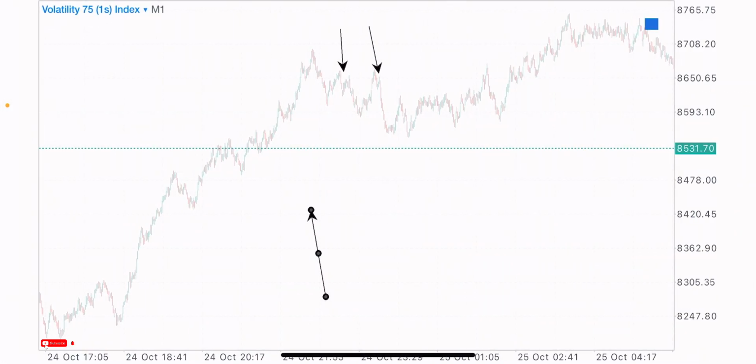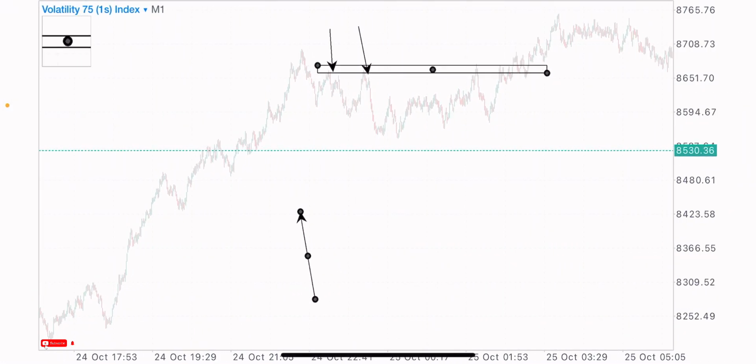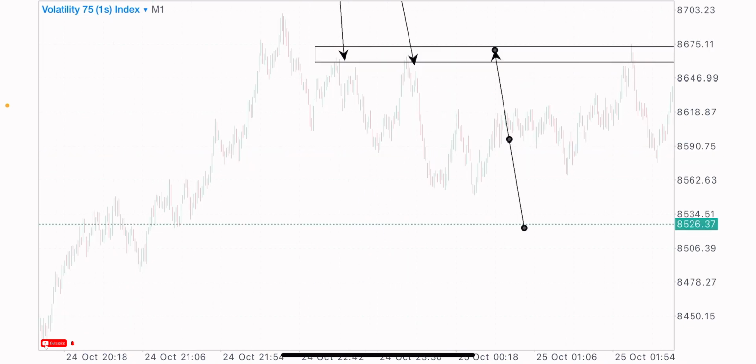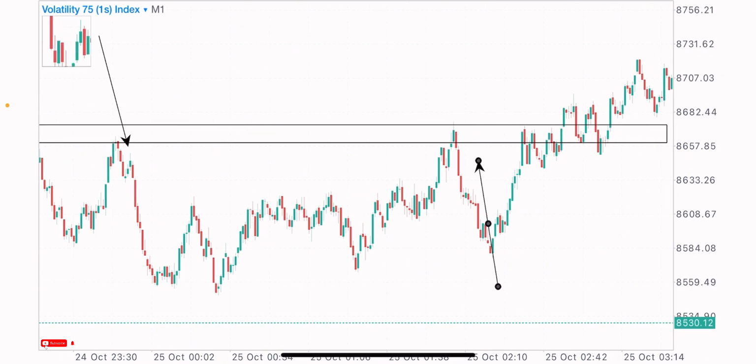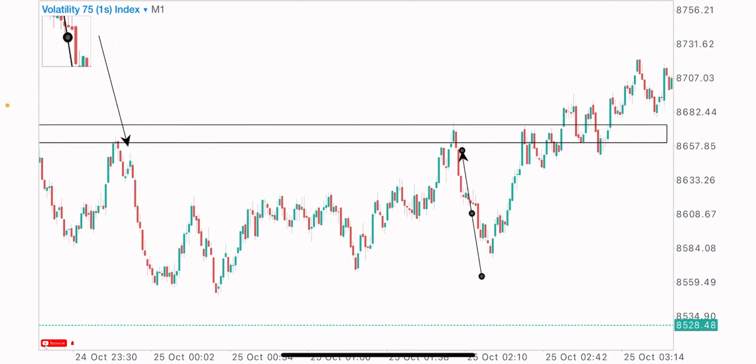So the first, the second test of this level. So let's watch out for the third test of this same level, the confirmation of this level as a resistance level. So we got the first test here, it sells to the downside, second test, it sells to the downside, and the third test of this level, we've been able to confirm this level as a level of resistance.